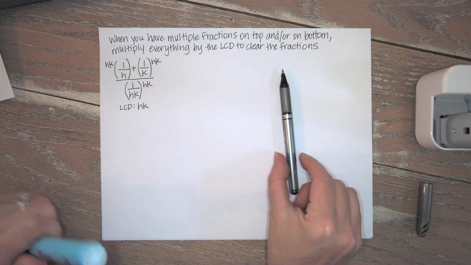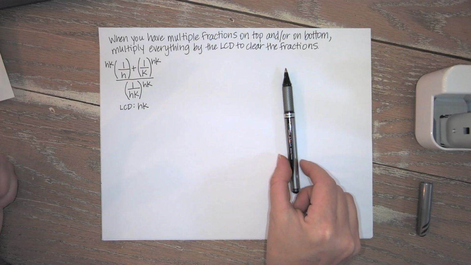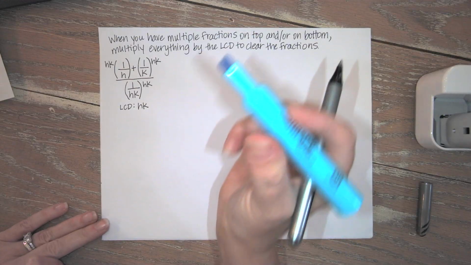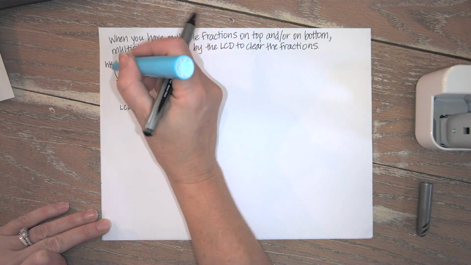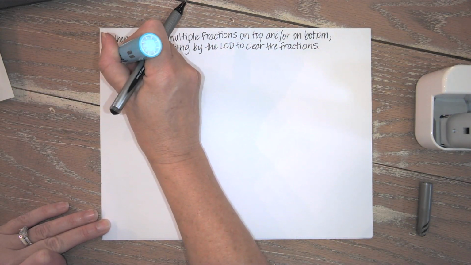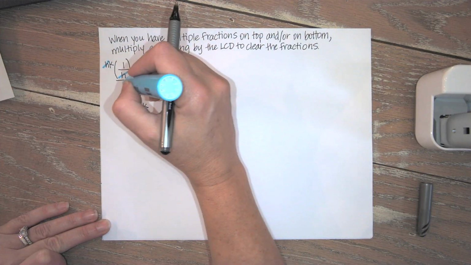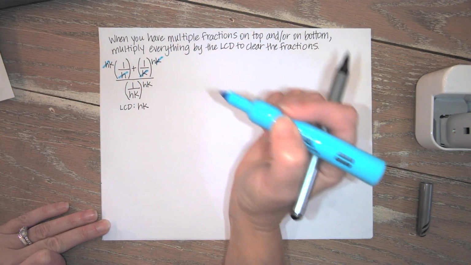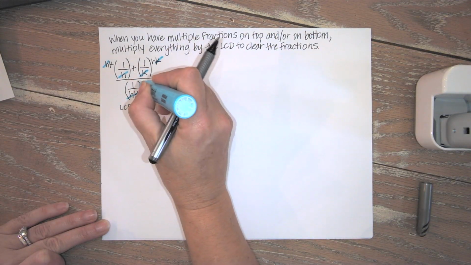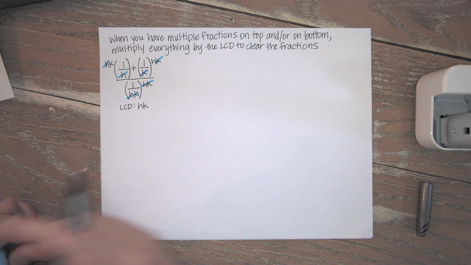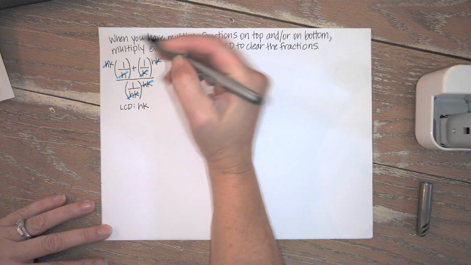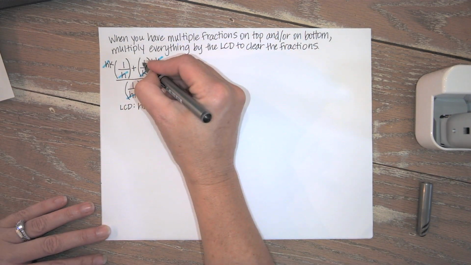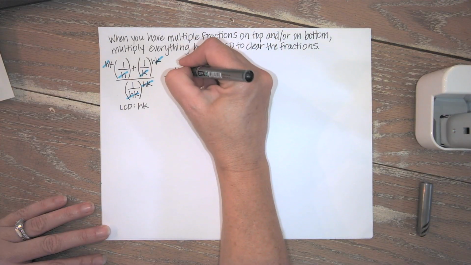So if all of your denominators don't cancel out, then you've done something incorrectly, or you didn't choose the right least common denominator. All right, on this first fraction, the h's will cancel out. h over h, those are equal to 1, so that's gone. Here the k's will cancel out, and here the entire hk will cancel out. All right, so what is that going to leave me? Here it's going to leave me 1 times k, which is k. Here it's going to leave me 1 times h, which is h.